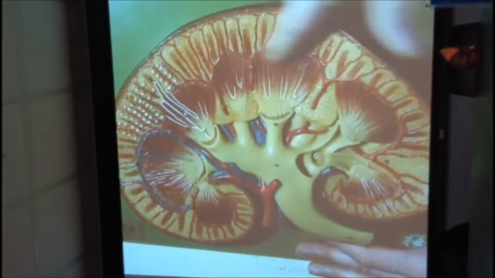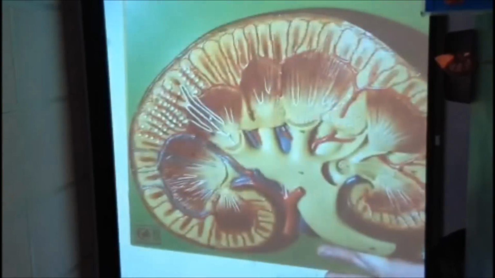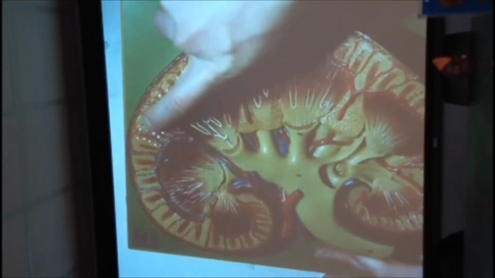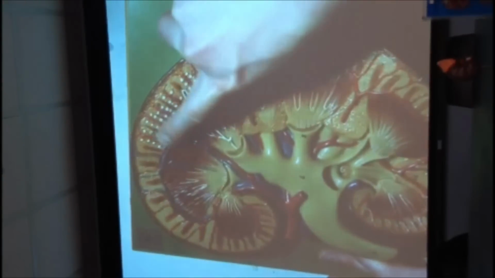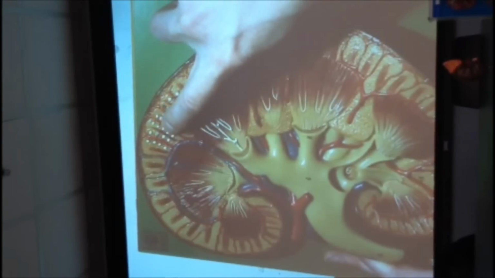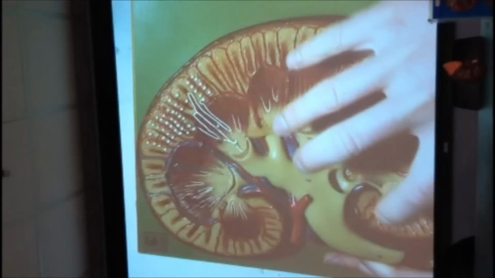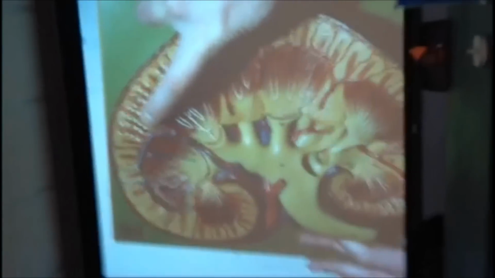In each one of these structures, you actually see them here, it looks like a lot of little capsules attached to blood vessels. These are going to be the workhorse of the kidney. These are what form urine. The rest of the kidney structure is simply a scaffolding for these things to work on.